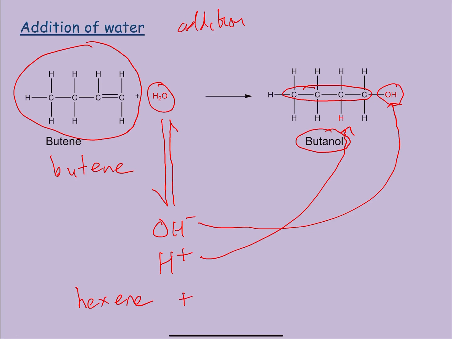and I added water to it. What would be the name of the alcohol that was produced? Pause this video and have a go at what you think the name of it might be. Okay, did you all have a go? Butene plus water gives butanol, so hexene plus water must give hexanol.